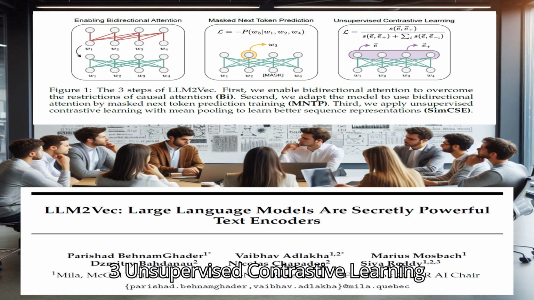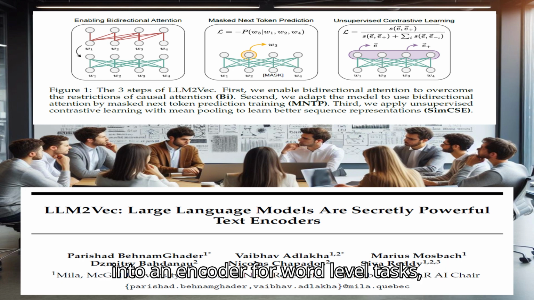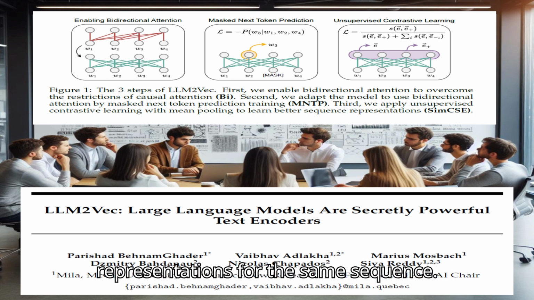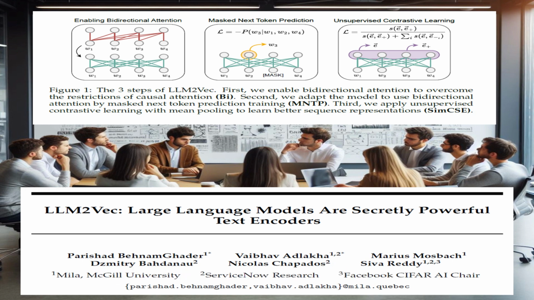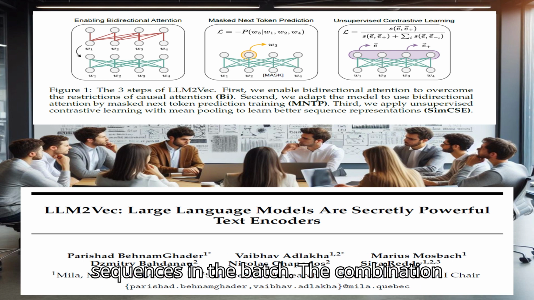3. Unsupervised Contrastive Learning, SimCSE. While the first 2 steps can transform any decoder-only LLM into an encoder for word-level tasks, they may not be sufficient for sequence representations. To address this, the authors apply unsupervised contrastive learning through SimCSE. In this step, an input sequence is passed through the model twice, each time with independently sampled dropout masks. This results in 2 distinct representations for the same sequence. The model is then trained to maximize the similarity between these 2 representations while minimizing the similarity with representations of other sequences in the batch.